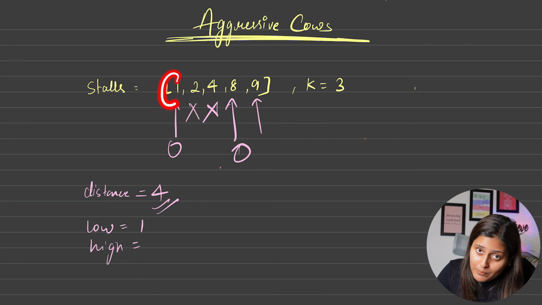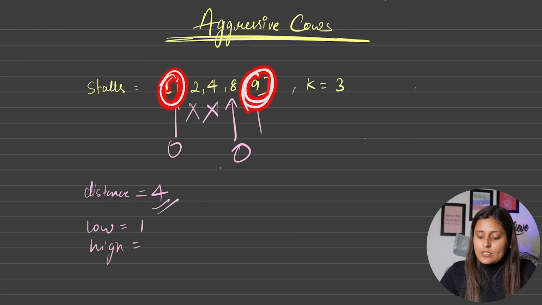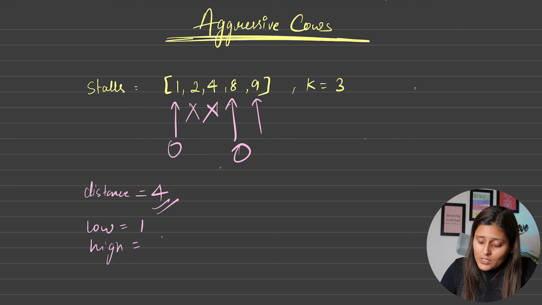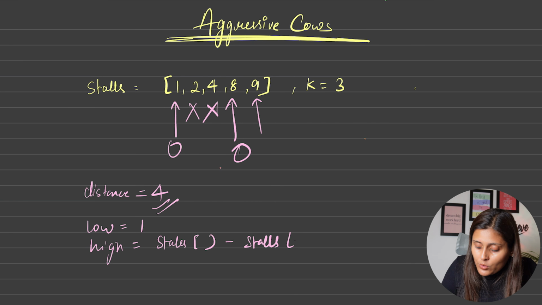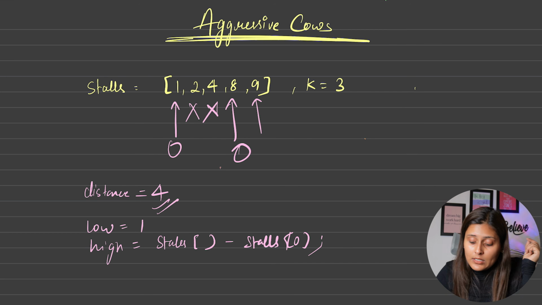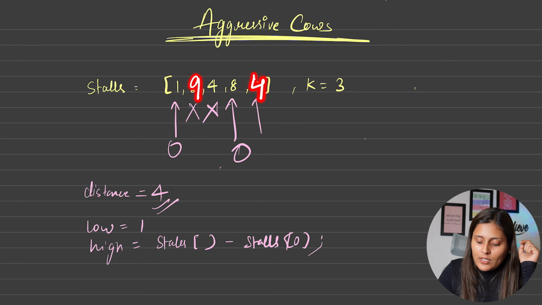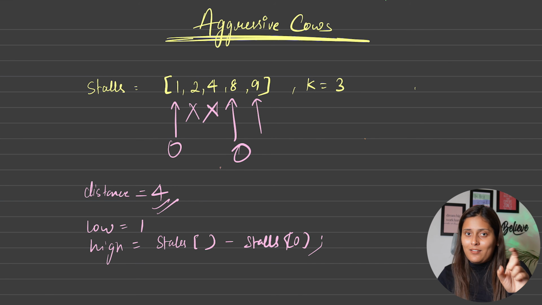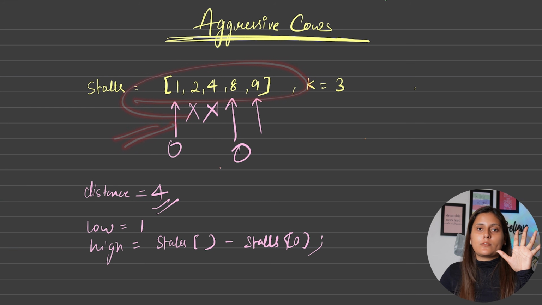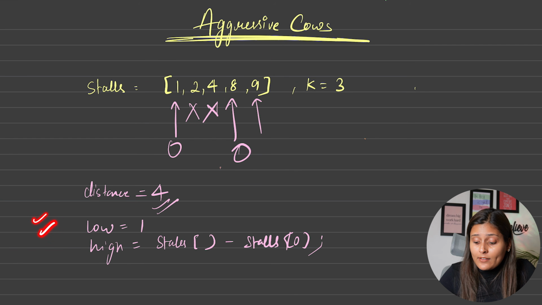So hence you will try tying the cows at the corner distance, and hence the higher value will be nothing but stalls of last index value minus stalls of 0th index value, and that's what my higher limit will be. But for this the stalls need to be sorted, because if suppose 9 is here and 4 is here, then 4 minus 1 you cannot say is my higher limit. No, the higher limit will be maximum of stalls minus minimum of stalls. So hence we need to sort these stalls, and after that it will be easy to calculate the final answer.